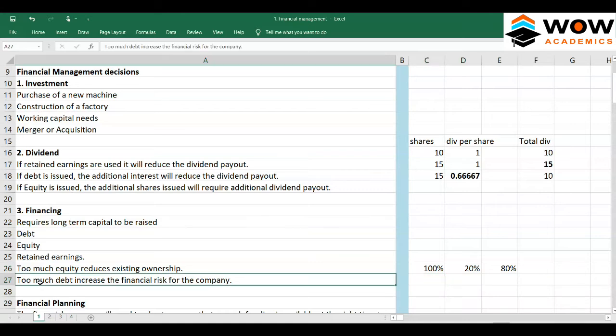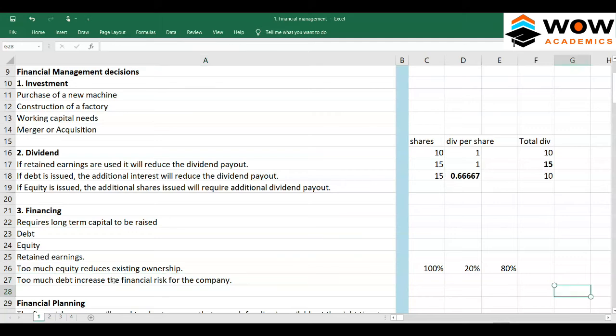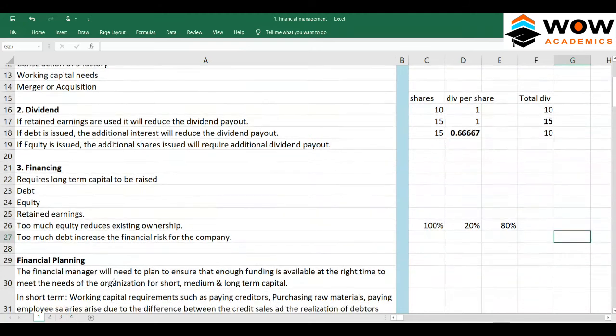Or if we keep on increasing debt, you have to pay a higher interest. Higher debt will lead to higher interest, and we should at least have the ability to pay the interest. If we do not have that ability, it will lead us to much greater problems. So that's about the financing decision.